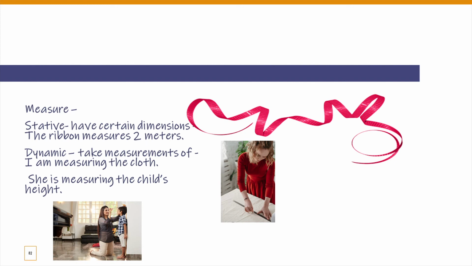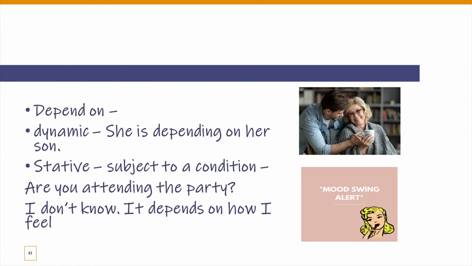The next one is dynamic meaning, where you're talking about the act of measuring. So taking measurements of. I am measuring the cloth. She is measuring the child's height. So this is the physical action. Let's look at the next one.